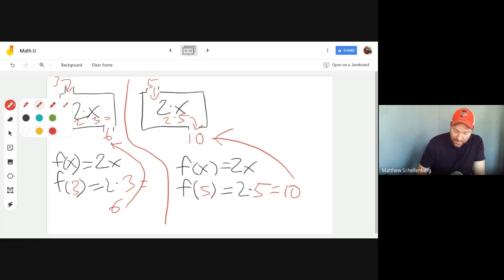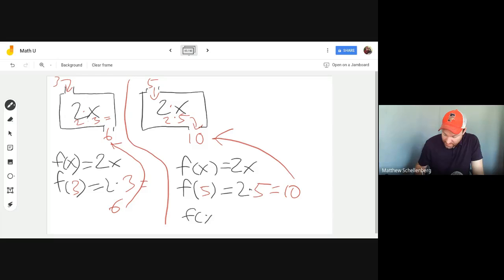Let's do one more example. Why don't you try and see if you can get this one. So let's say we have the same function, f of x equals 2x, and this time you are going to plug in 7. What is that? Pause and try.